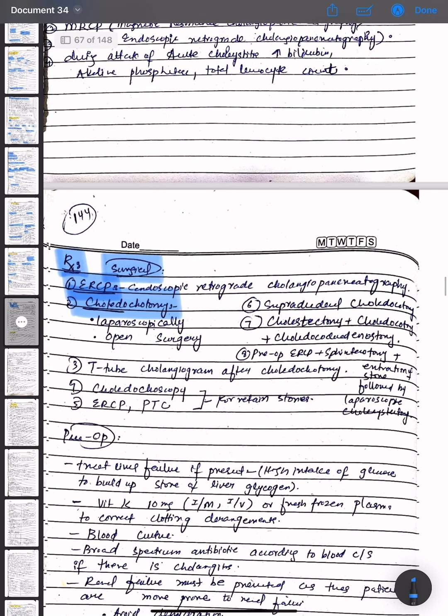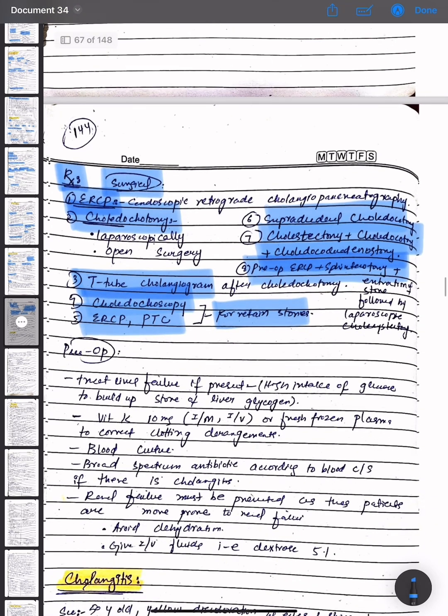We have T-tube cholangiogram after choledochotomy, then choledocoscopy, then ERCP and PTC for retained stones. Then supraduodenal choledochotomy, cholecystectomy or choledochotomy plus choledochoduodenostomy, then pre-op ERCP plus sphincterotomy for the extraction of stone followed by laparoscopic cholecystectomy. These are the surgical options.